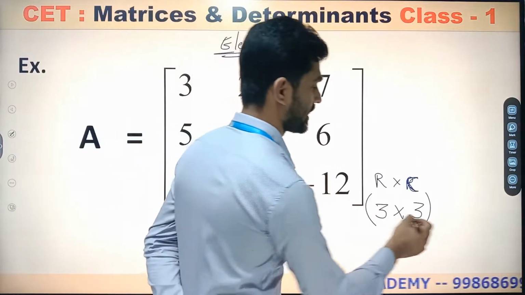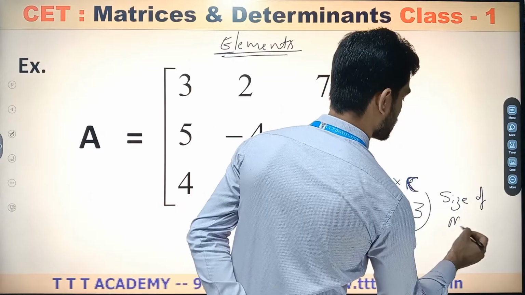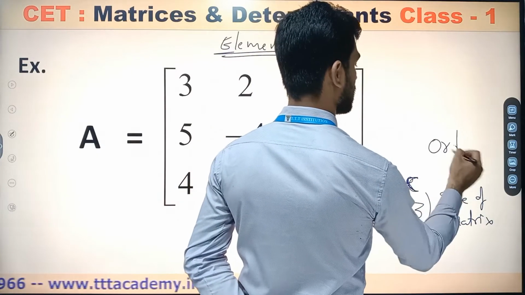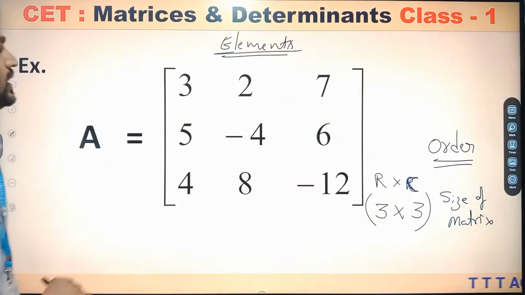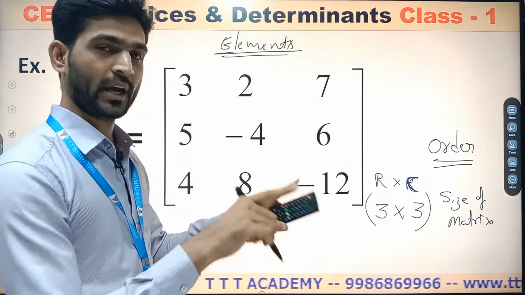So this expresses the size of matrix. This is also going to be called by one more name, that is order. That is also called the order of matrix. The numbers which are arranged in rows and columns and finally enclosed by a bracket.